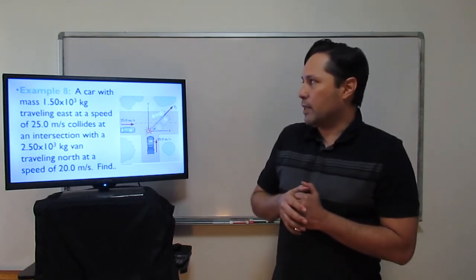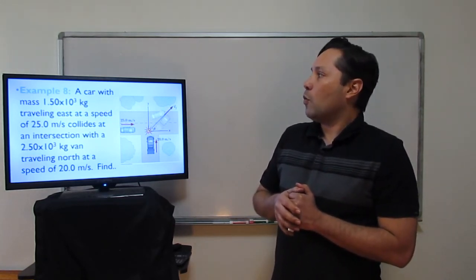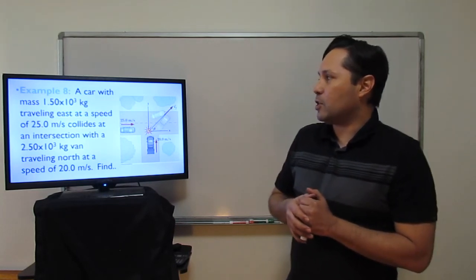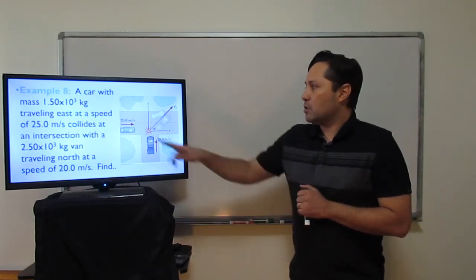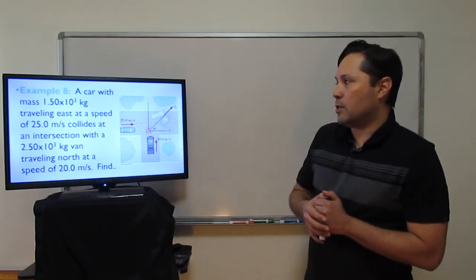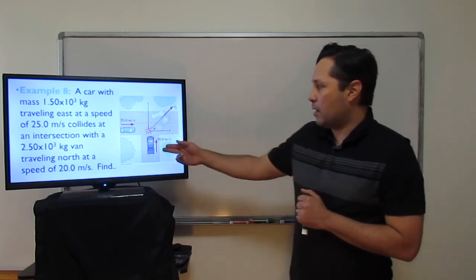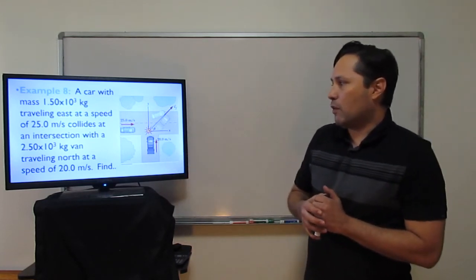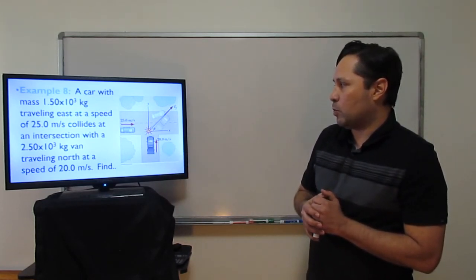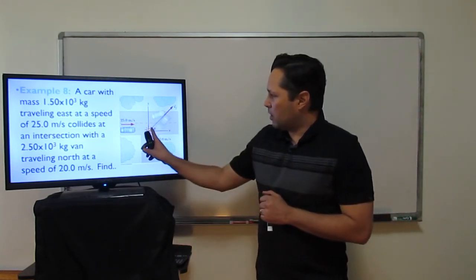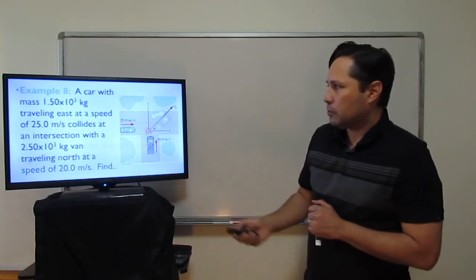Alright, so in example 8 it says a car with a mass of 1.5 times 10 to the 3 kilograms traveling east at a speed of 25 meters per second. So there's our car, collides in the intersection with a 2.5 times 10 to the 3 kilogram van, as you see it right there, traveling north at a speed of 20 meters per second. So there's a collision. There's our diagram. They're going to collide. They're going to go somewhere in that direction.